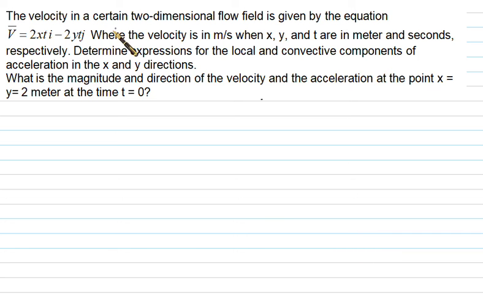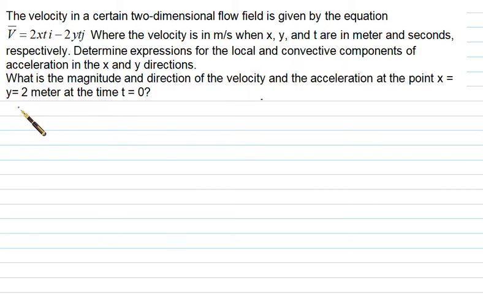The velocity in a certain two-dimensional flow field is given by the equation V bar = 2xt i − 2yt j, where the velocity is in meters per second, and x, y and t are in meters and seconds respectively. Determine the expression for the local and the convective component of the acceleration in the x and y direction. What is the magnitude and direction of the velocity and the acceleration at a point x = 2, y = 2 at a time t = 0?